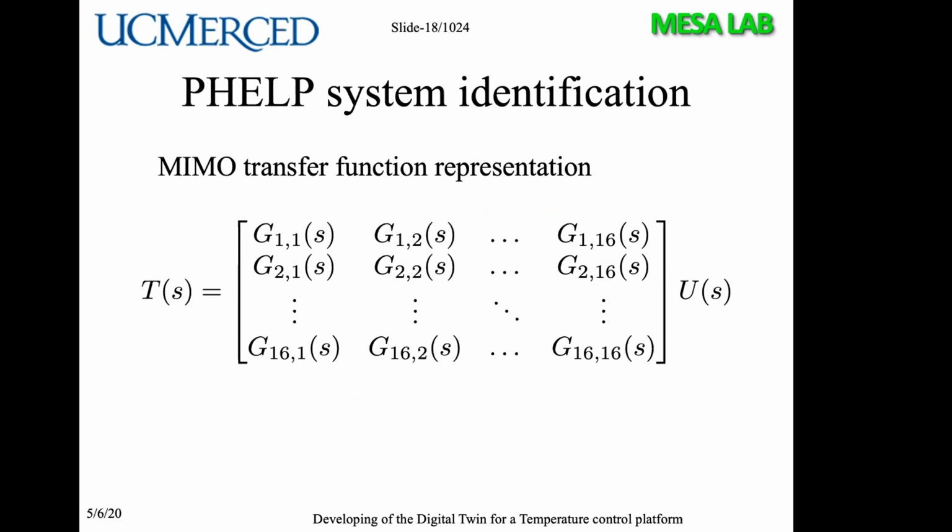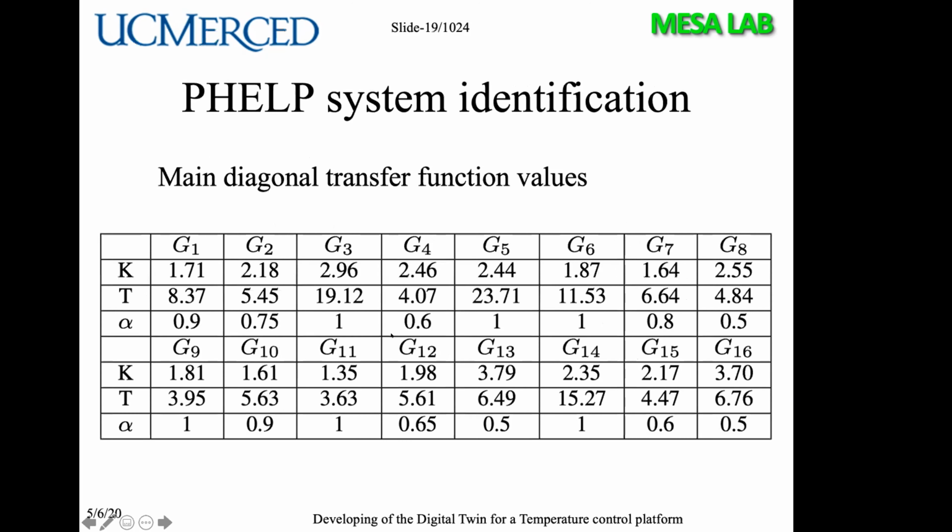So because of that, we obtain a matrix 16 by 16, where the main diagonal are the transfer function of all the Peltier between the input in this Peltier and output in the same Peltier, and all the other transfer functions are the interaction between the Peltier. For example, in the first row is the input 1 related with all the Peltier. For the main diagonal, we obtain this transfer function.